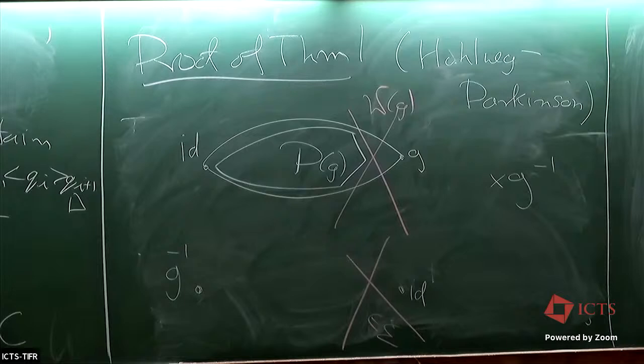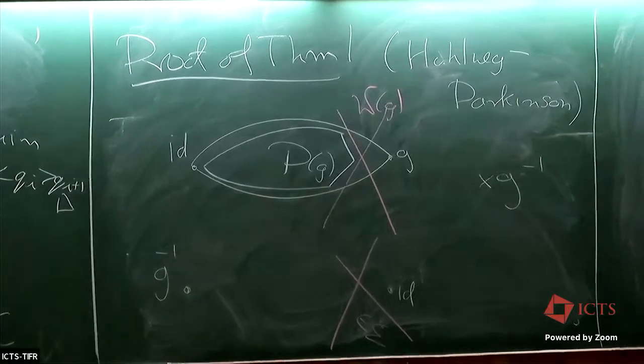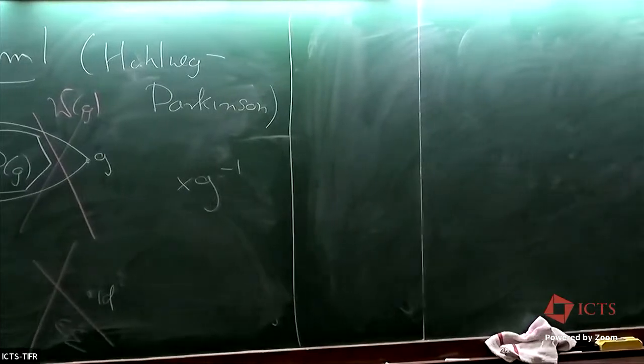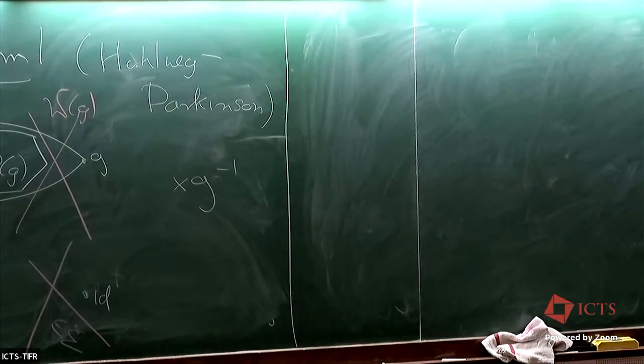Yep. So you said R is a dihedral group. These are the vertices obtained from Qi by acting on it by this dihedral group.